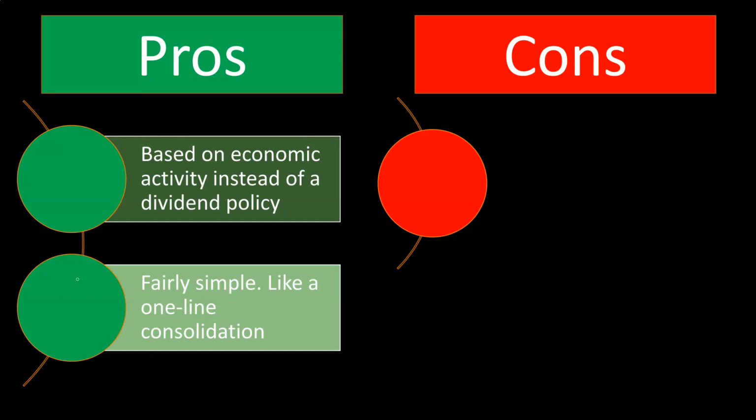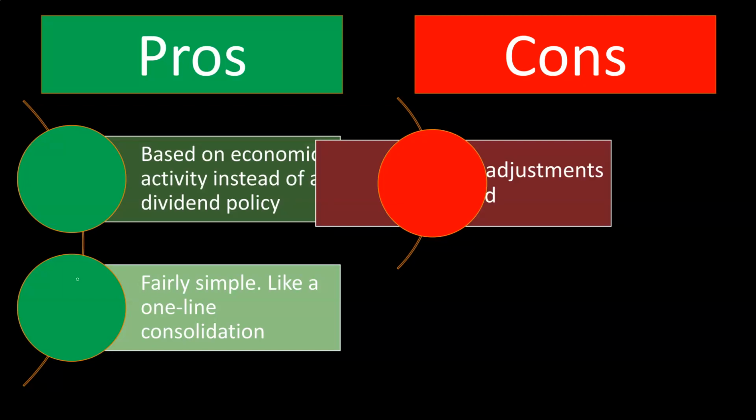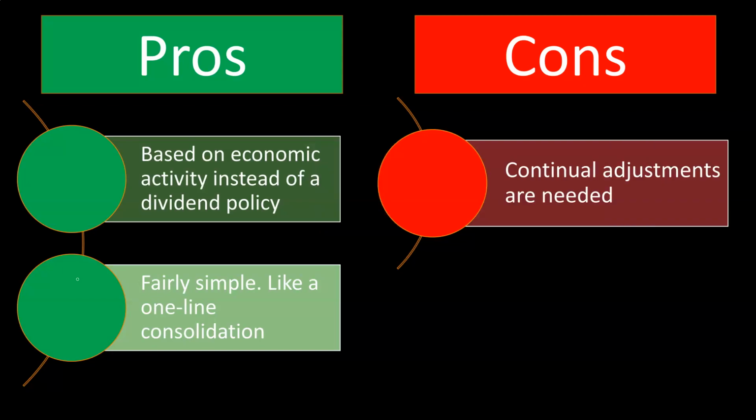So it's similar to basically having one line item that shows the consolidation process. In other words, we're showing whatever percent interest we have in one line item, and recording the increases and decreases in the actual earnings on that one line item on our balance sheet for the investment that we own. Cons: continual adjustments are needed.